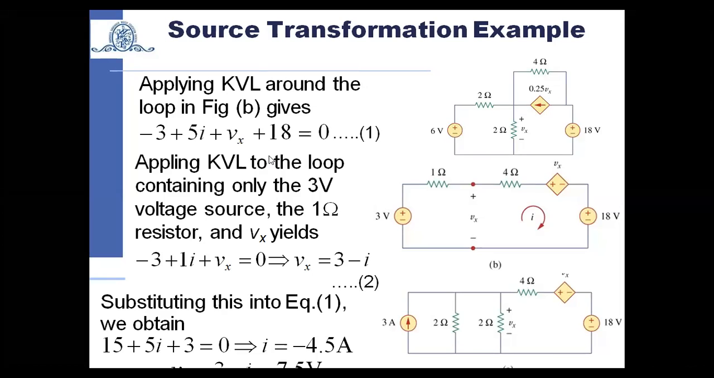So here what we are saying is, when we apply KVL to this circuit, we will get this equation. And if you apply KVL to only this loop, you take this 3 volt, this 1 ohm, and this Vx value. So your equation will become -3 plus 1I plus Vx equal to 0, and you will get the value of Vx, that will be equal to 3 into I.